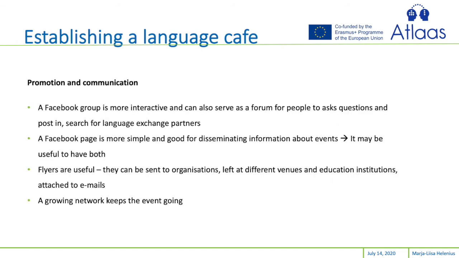So next, promotion and communication. If you're creating a language cafe for different audiences that you want to reach, a Facebook group is a good option for promotion, because it's more interactive, and it can also serve as a forum for people to ask questions and post different issues and search for language exchange partners, for example. And a Facebook page is simpler, and it's good for disseminating information about the events, the time and place and so on. It might be useful to have both, depending on what kind of event you're creating.